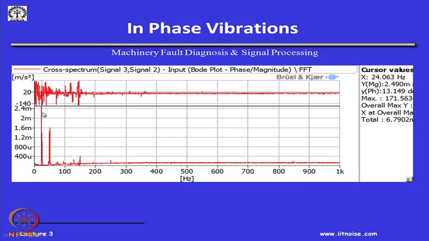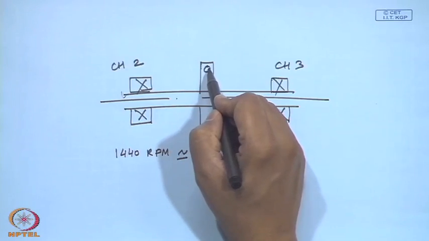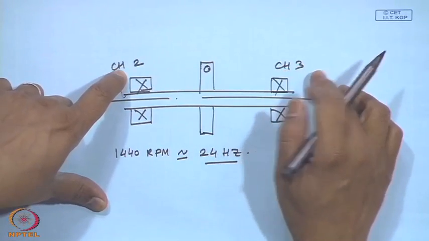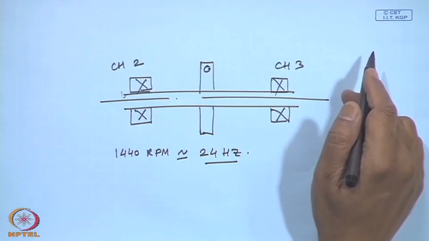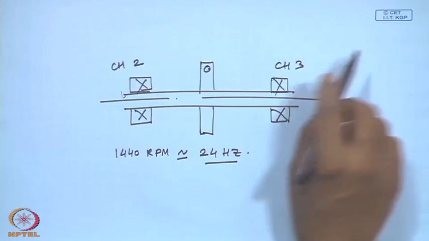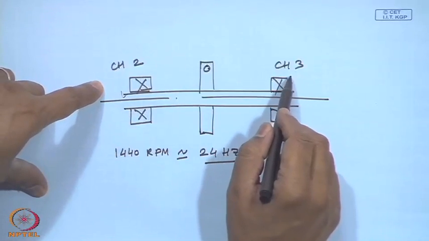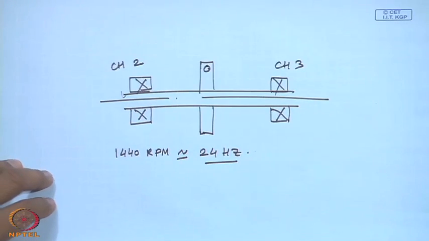I have not shown you the axial vibrations, they were too small in this case, and this was actually simulated in an experimental rig, wherein we introduced a mass of unbalance, rotated it, and measured the phase between 2 and 3. I did not report the axial direction here because it was too small, but all I wanted to show you is the in-phase vibrations, and they are in phase. Okay.